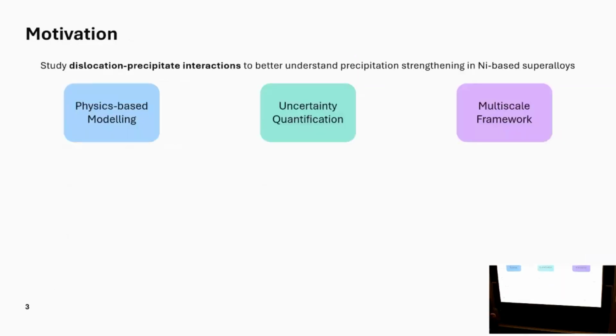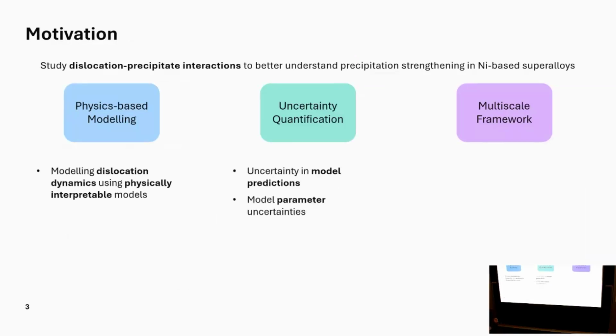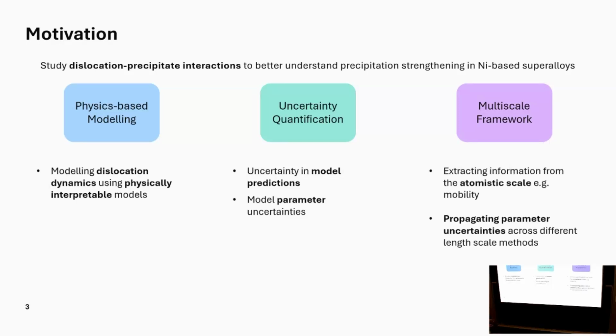Our work focuses on three main points to study these dislocation precipitate interactions. First, we would like to model the dynamics of the dislocations in these systems using physics-based modeling, so we would like physically interpretable models and parameters. The second thing we would like to do is quantify the uncertainty in both our model predictions and in our model parameters. And then finally, combine this into a multi-scale framework.